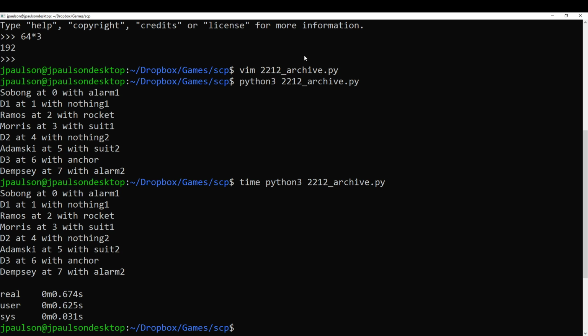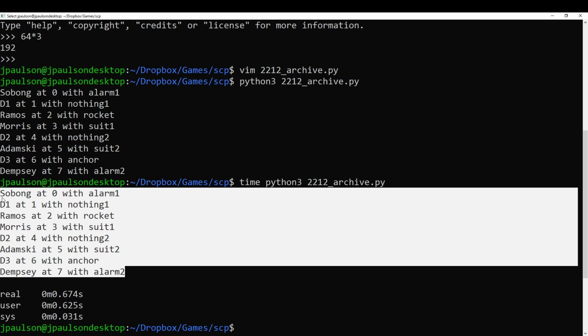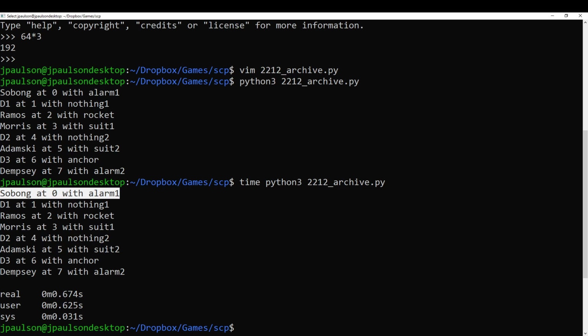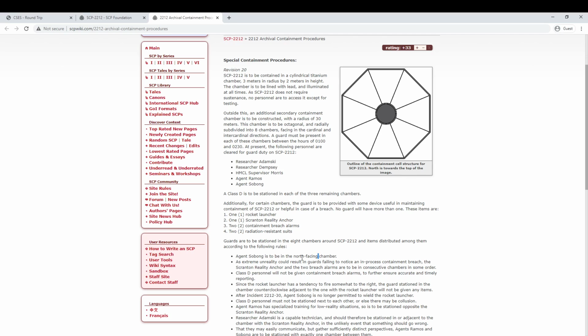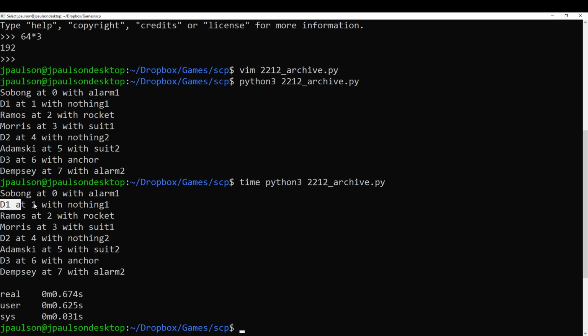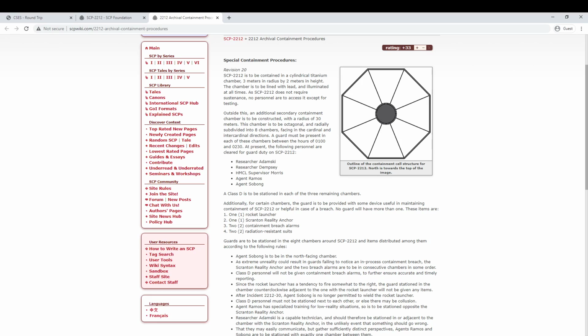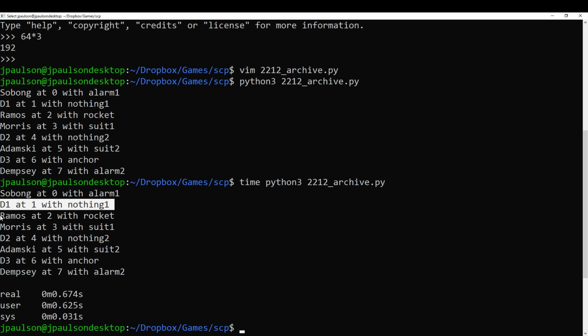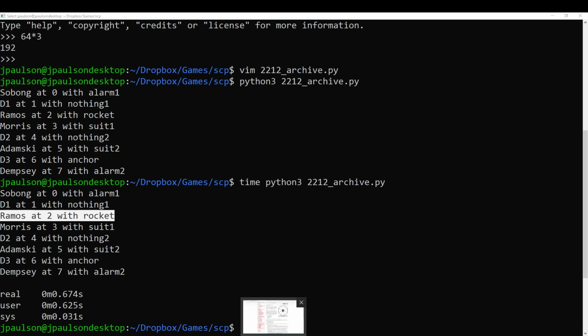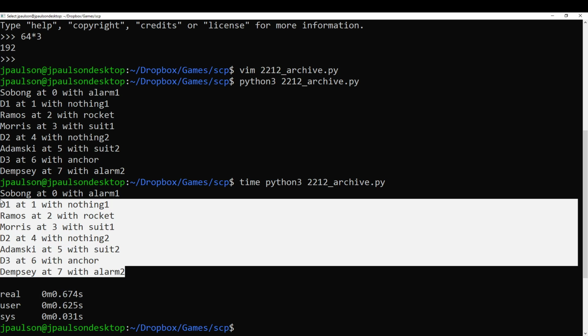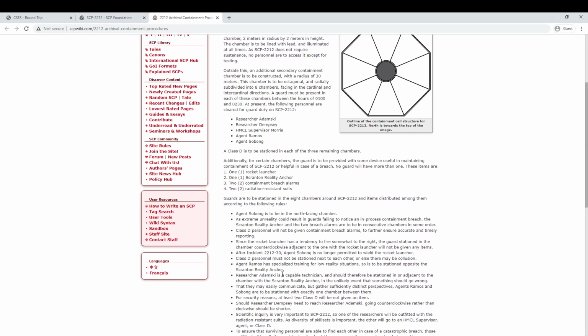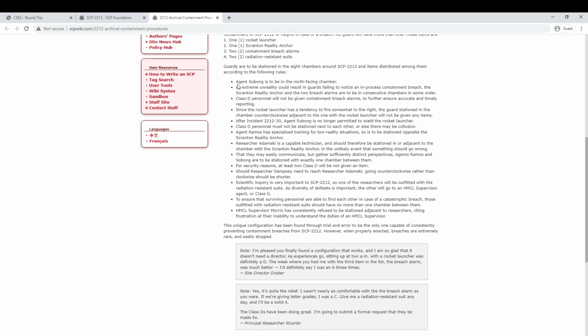Okay. So in half a second, it computes for us that Sovan should be at the top with the alarm. Okay, that's good. That's what we said. And then D with nothing, Ramos with the rocket, Morris with the suit. So anyway, we have our solution. And let's just check our conditions.